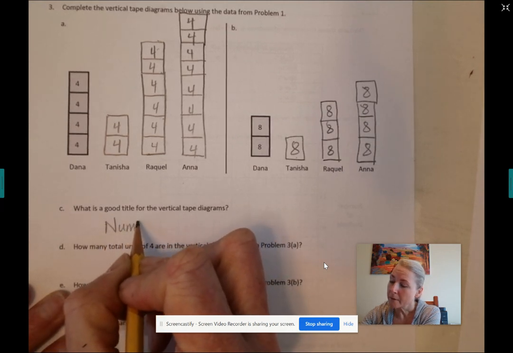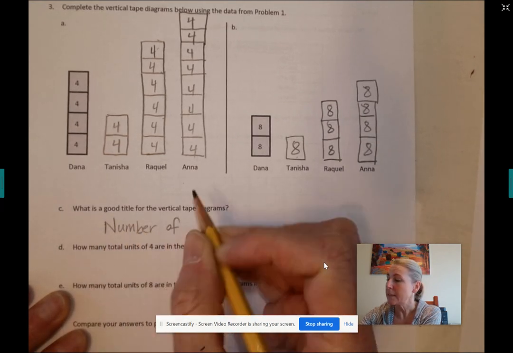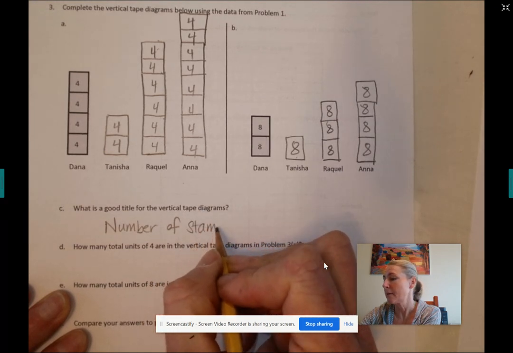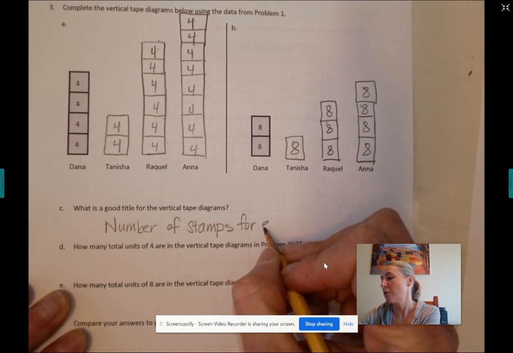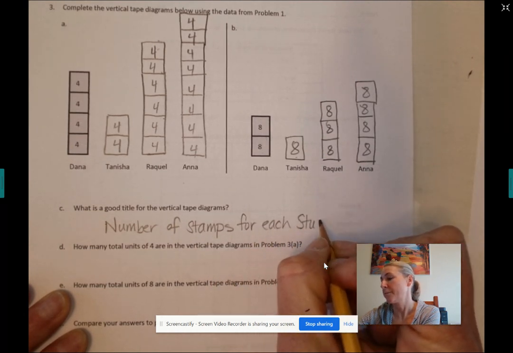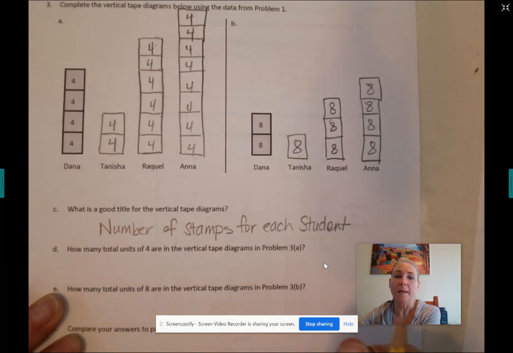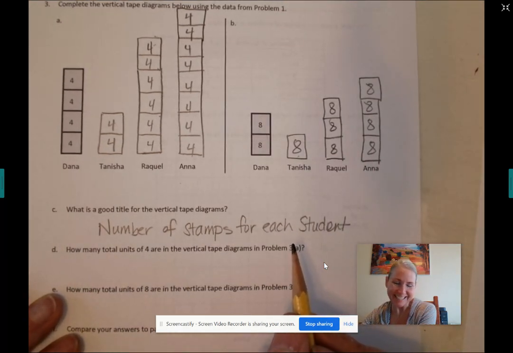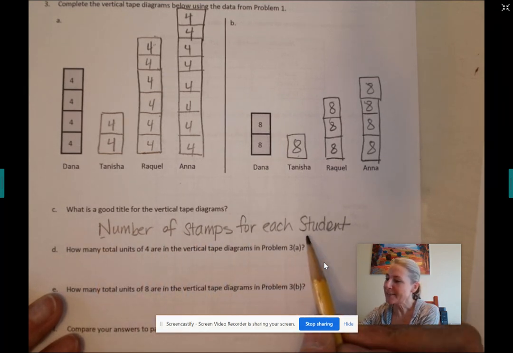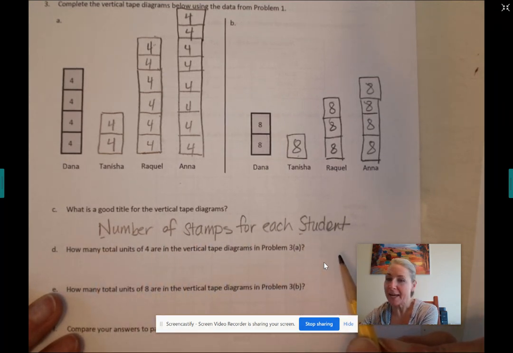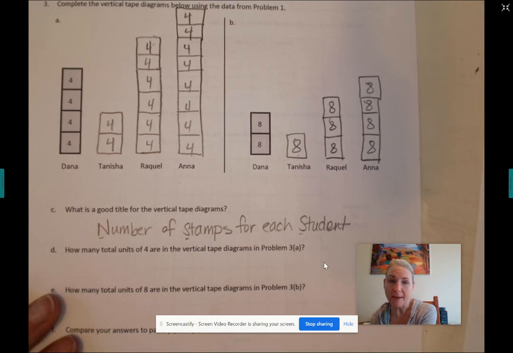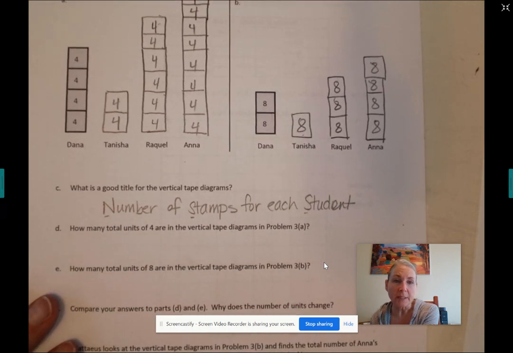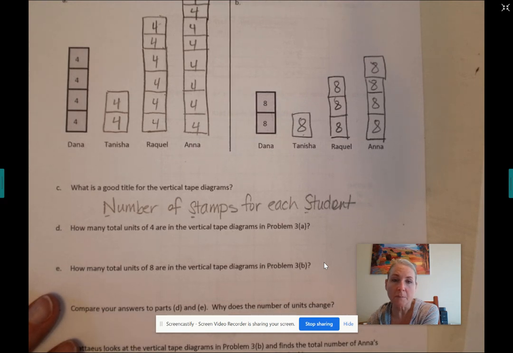Number of stamps for each student. Okay, and just a little review on titling because I can sneak it in, right? We capitalize the first and last word of any title, and then we capitalize any other important word within that title. How many total units of 4 are in the vertical tape diagrams in problem 3A?